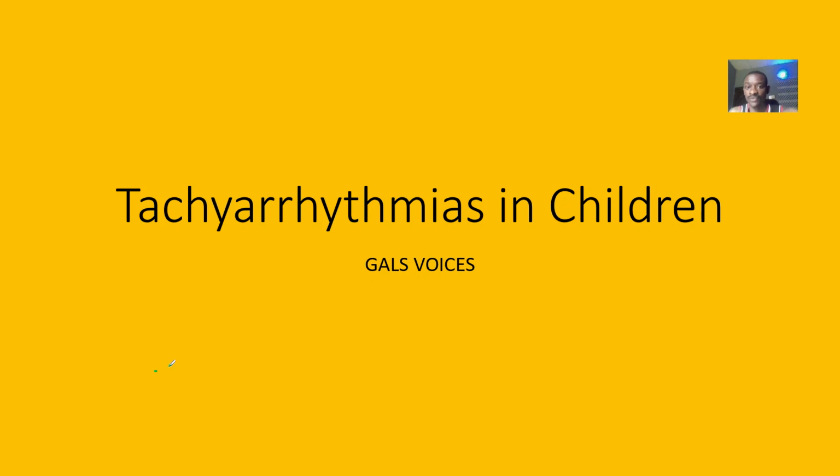So next up, we're looking at tachyarrhythmias in children. Tachyarrhythmias is more like the heart is beating abnormally. So tachy is beating abnormally, and this abnormally is fast. It's faster than the normal. Bradyarrhythmias is slower than the normal, right?